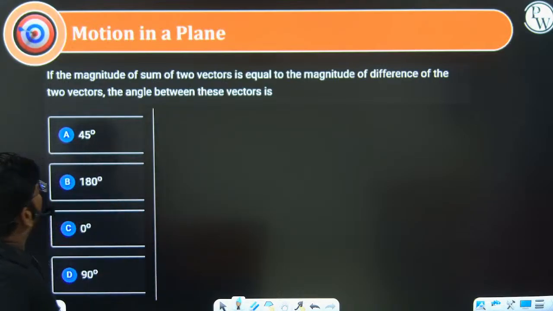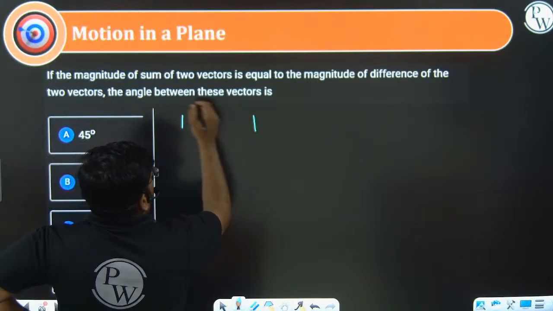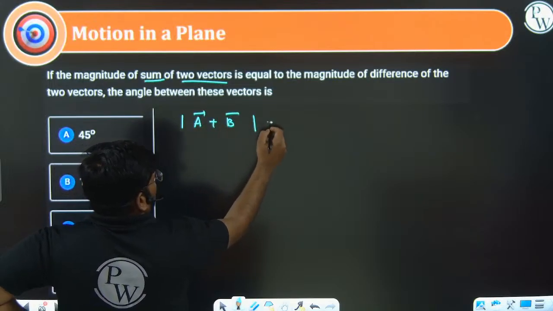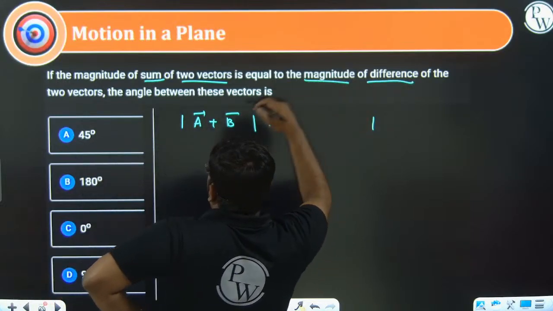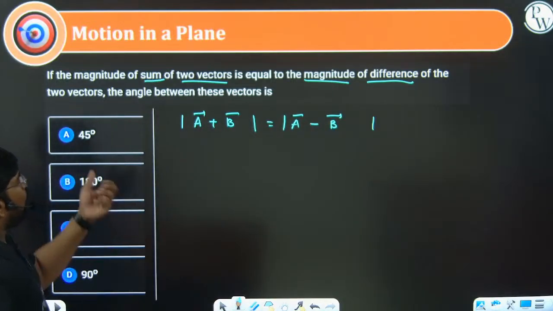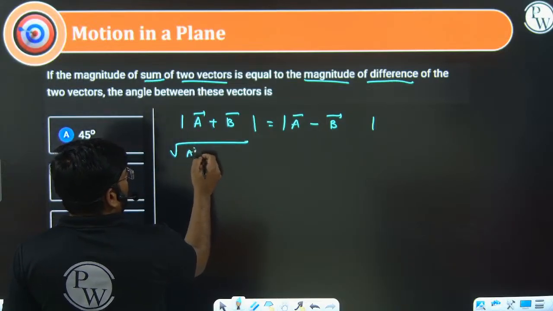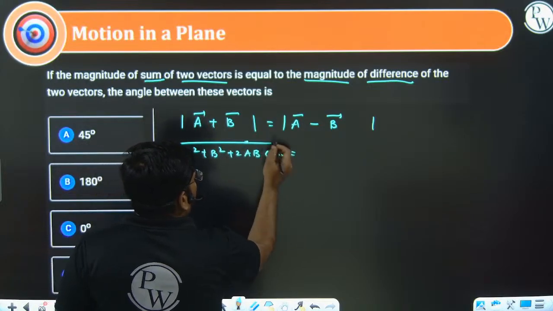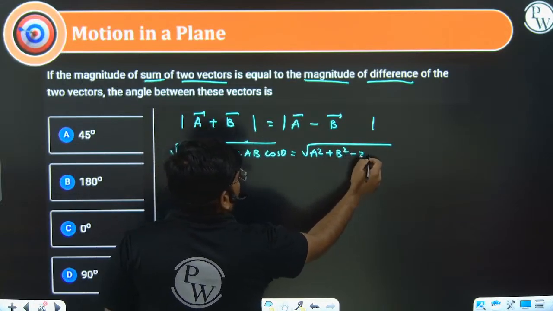We are seeing 1 or 2 basic vectors-based questions. Now it is given that the magnitude of the sum of two vectors, a vector plus b vector, is equal to the magnitude of the difference of the same two vectors. They are saying the magnitudes are equal. Then what is the angle between them? How do you find the angle? Let us take the magnitude: under root of a square plus b square plus 2ab cos theta. And for the difference, minus 2ab cos theta.